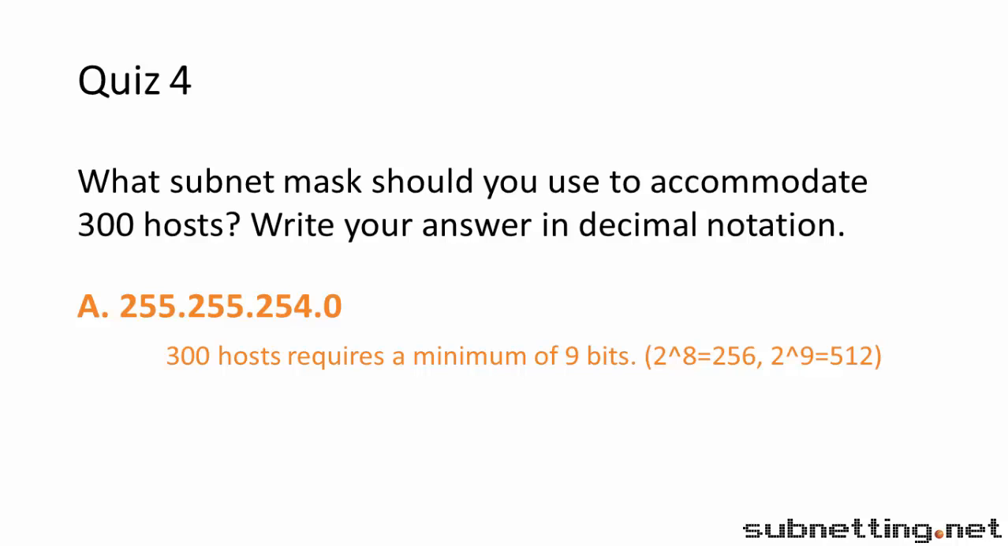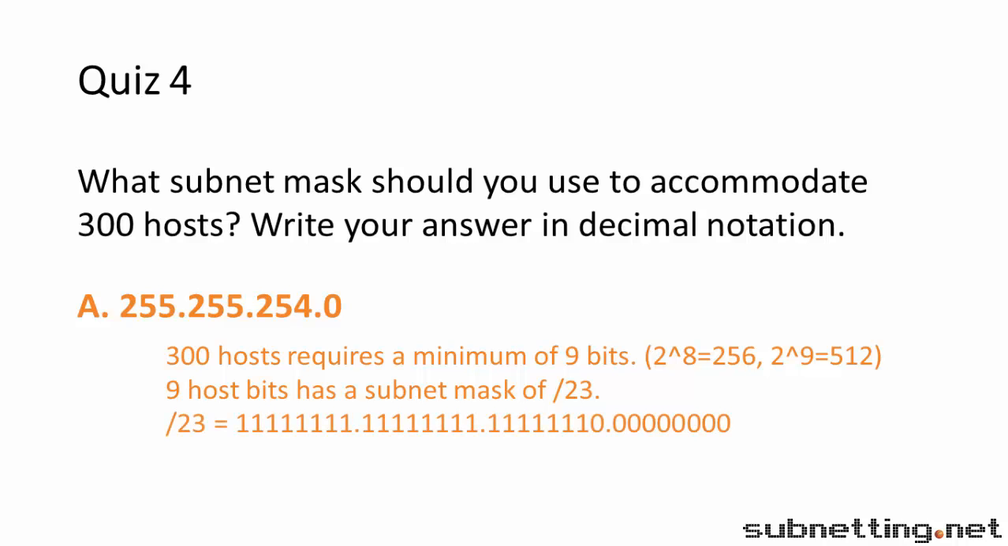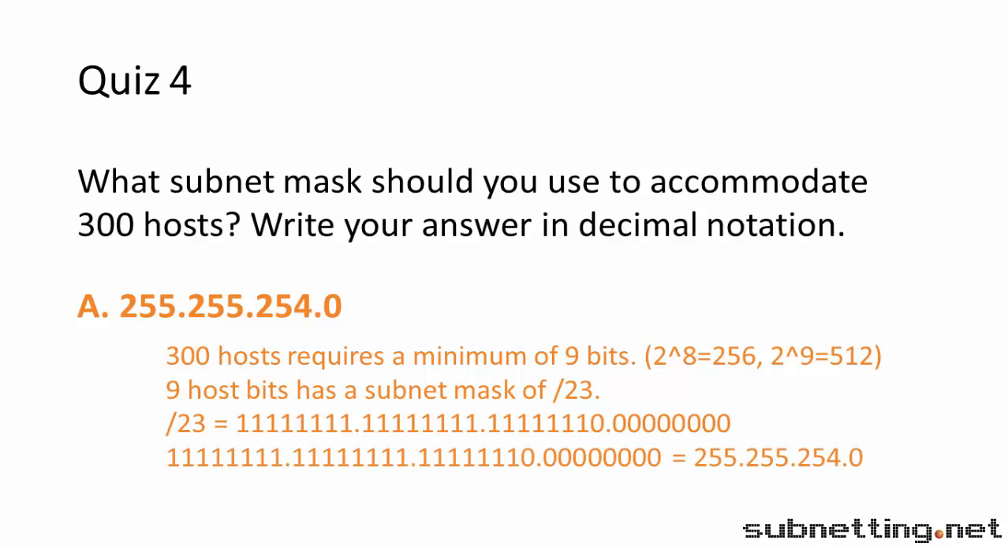300 hosts requires a minimum of 9 bits. 2 to the 8th is 256, which isn't enough for 302. 2 to the 9th is 512, which is big enough, so we need 9 bits. 32 minus 9 is 23, so our subnet mask is /23. Now we write /23 in binary. And converting binary to decimal, we have 255.255.254.0.